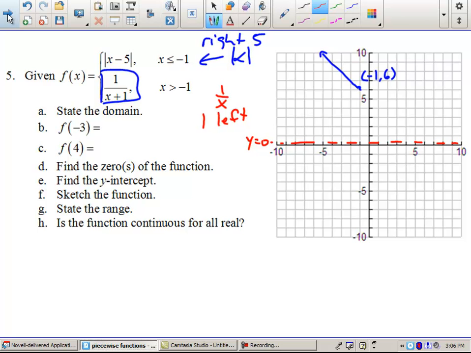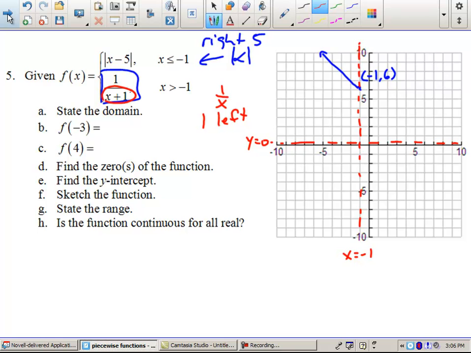I have a vertical asymptote. To find my vertical asymptote, or at least my point of discontinuity, I set the denominator equal to 0, x equals -1. Remember, my original graph was going to have a vertical asymptote at 0. It got moved 1 left. And so I now have a vertical asymptote at x equals -1.